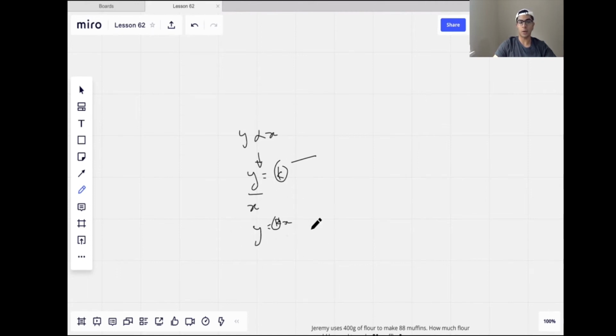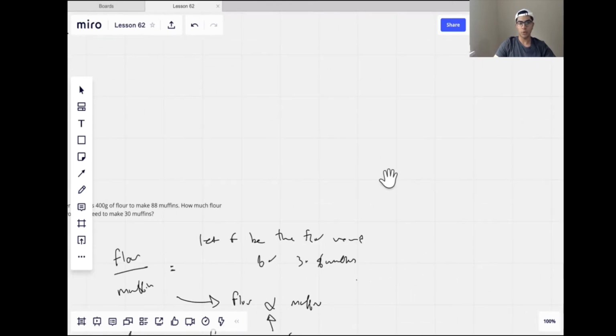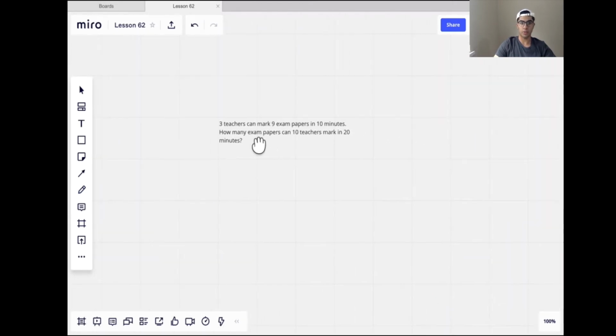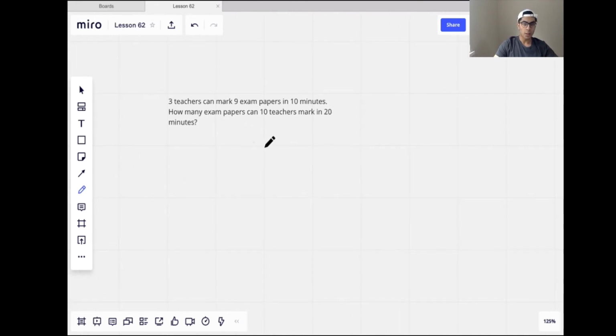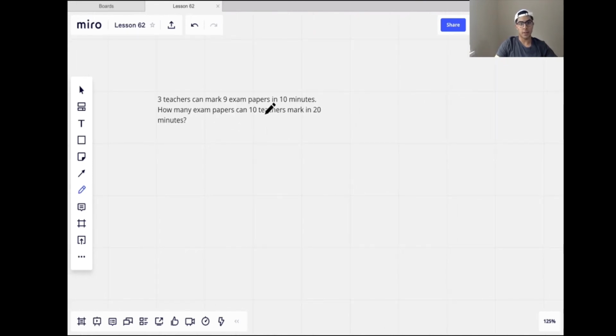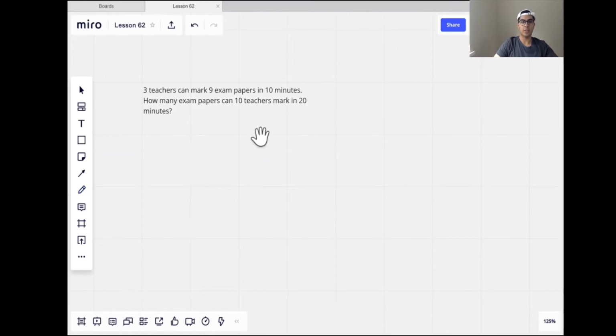If we do a bit of a harder one here: 3 teachers can mark 9 exam papers in 10 minutes. How many exam papers can 10 teachers mark in 20 minutes? So now we've increased the number of time and the number of teachers. So we know that the number of teachers to number of papers marked is going to be some sort of proportional constant, right?